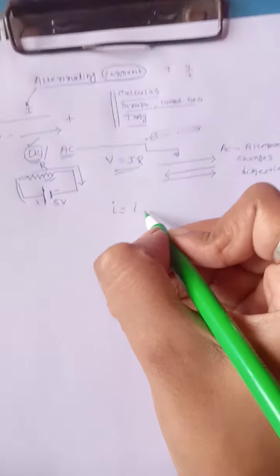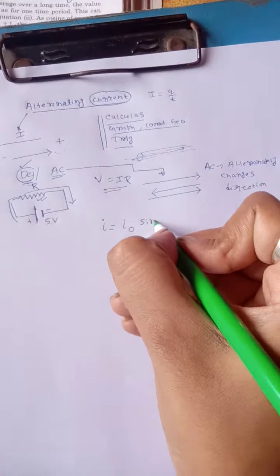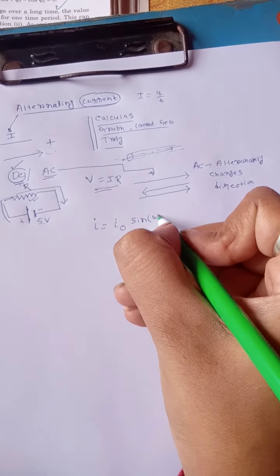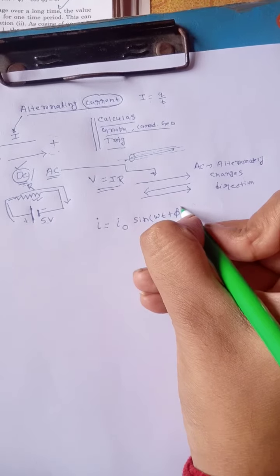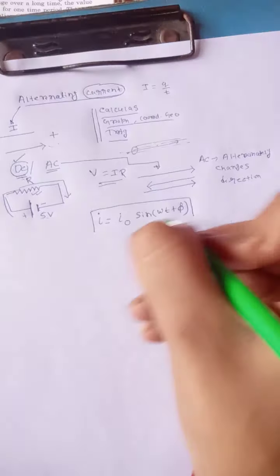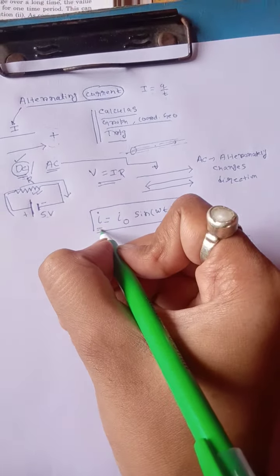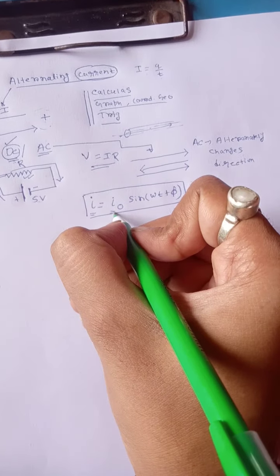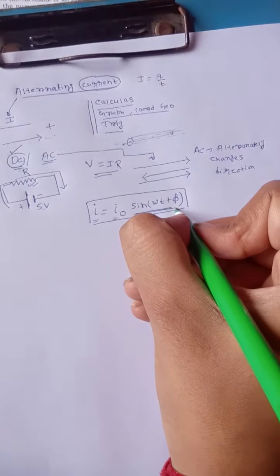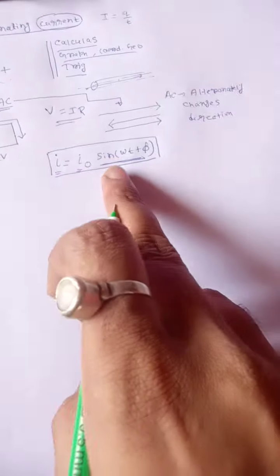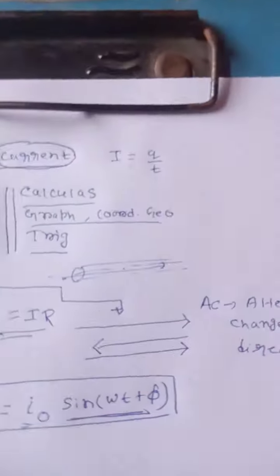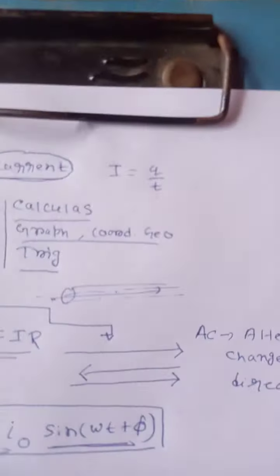So I is equal to I naught sine omega t plus phi. This is an equation of current. This is my AC current. This I naught is the value at some initial time, and sine omega t plus phi is how it varies sinusoidally. This is the equation that will help us here.